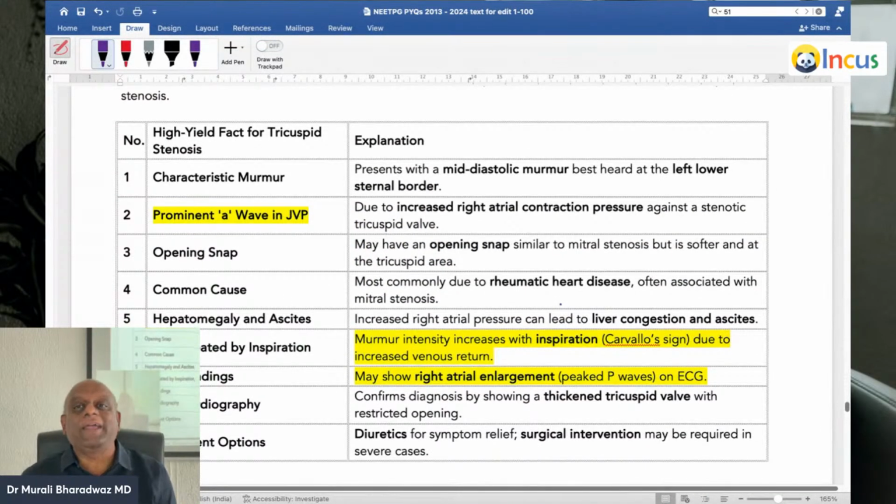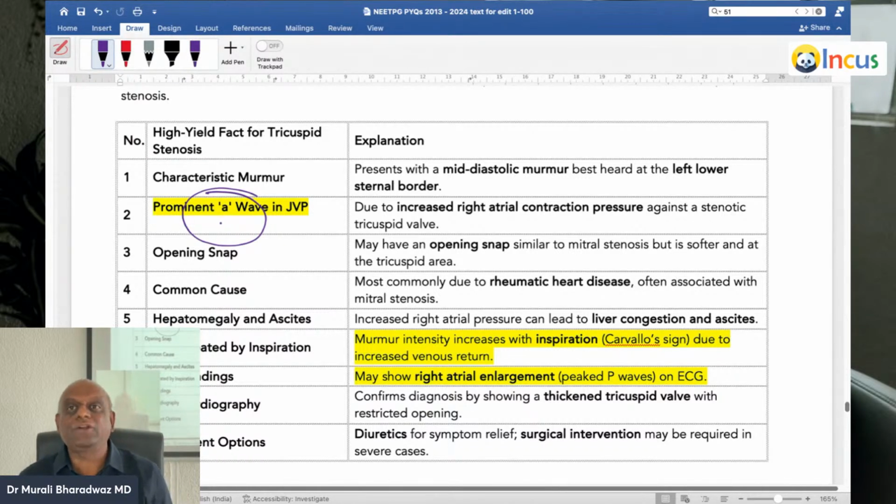In tricuspid stenosis, there is a prominent A wave. I told you why. The A wave is because of the atrial contraction during the last one-third of ventricular diastole. During that time, if there is any tricuspid stenosis, the atrium has to pump with a lot of energy, and that leads to a prominent A wave.